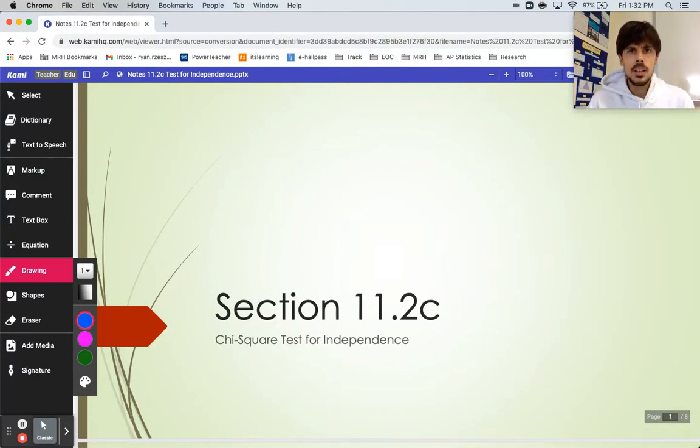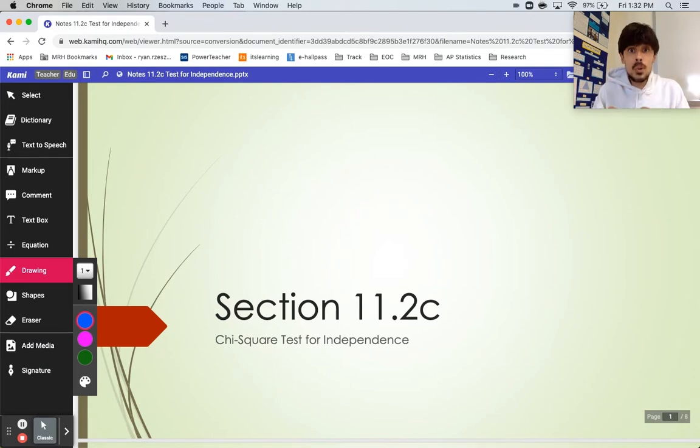So we've been working in the last few videos towards the idea of relating two categorical variables together. And the first test we learned to relate two categorical variables was called the chi-square test for homogeneity. And I alluded to this in the previous video, but there's actually a second test that you also use when you have two categorical variables you're trying to relate. It's called a chi-square test for independence.